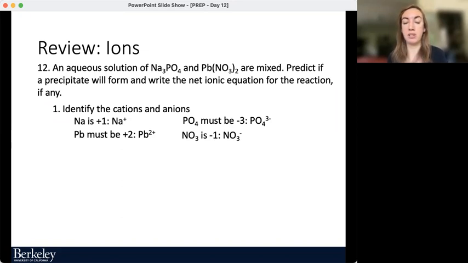Does anyone have any questions so far on figuring out what ions I have and what their charges are? We're always going to have a cation and an anion, but we need to know what the actual charge of those cations and anions are, not just that it's positive or negative. I want to know this is +1, this is -3, etc.